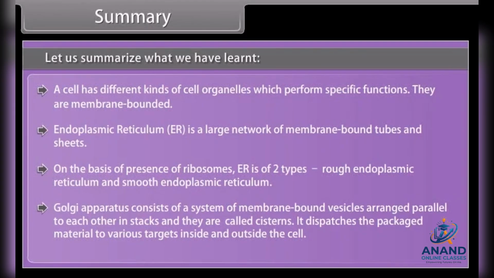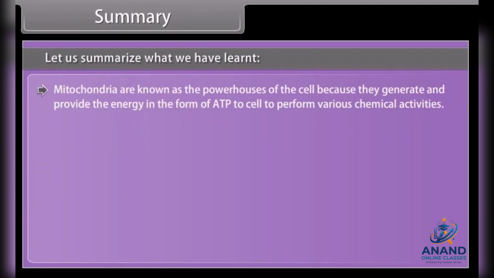Golgi apparatus consists of a system of membrane-bound vesicles arranged parallel to each other in stacks, and they are called cisterns. It dispatches the packaged material to various targets inside and outside the cell. Mitochondria are known as the powerhouses of the cell because they generate and provide the energy in the form of ATP to the cell to perform various chemical activities.